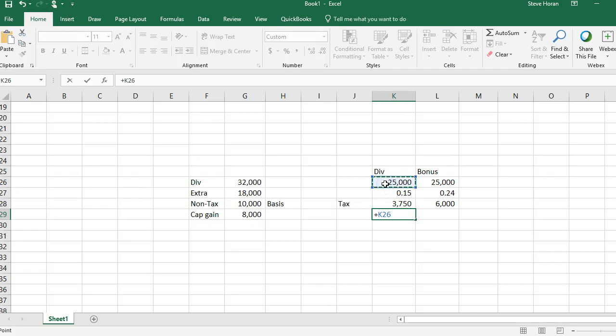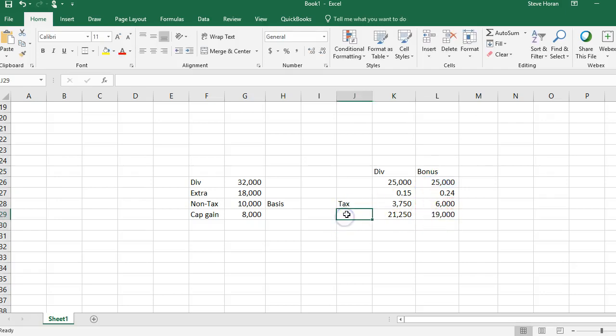So let's do her net. Okay, what's left over. So let's just call this after tax. Okay. And the difference, clearly there's a difference here. Okay, is $2,250. So she'd prefer the dividend because it puts more money in her pocket.